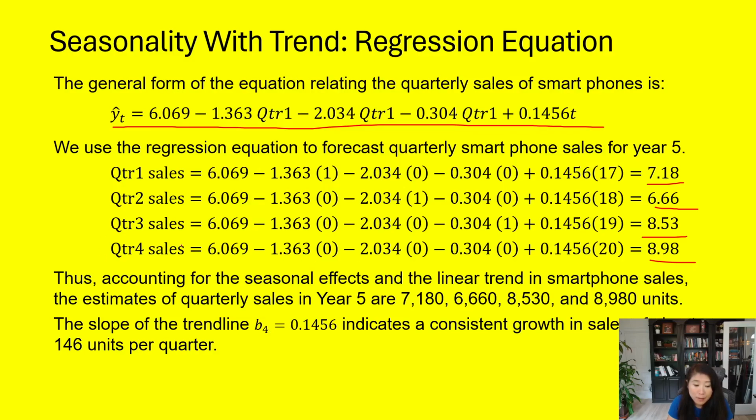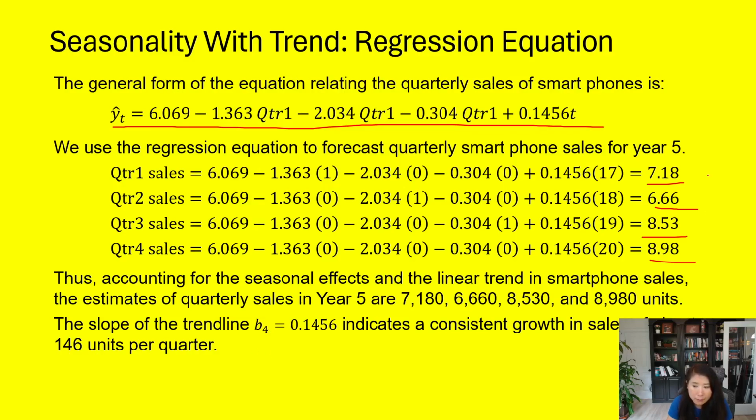Accounting for the seasonal effect and the linear trend in the smartphone sales, the estimated quarterly sales in year 5 are 7,180, 6,660, 8,530, and 8,980 units. Then B4, see B0, B1, B2, B3, B4, is for the trend. It's 0.1456, indicating consistent growth in sales of about 146 units per quarter.